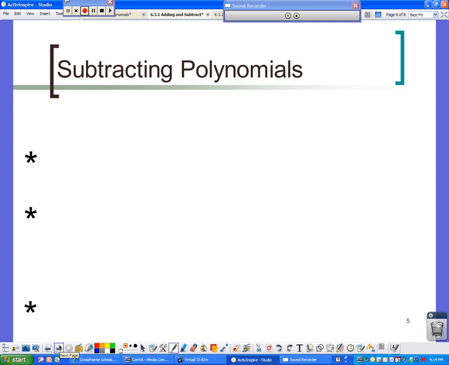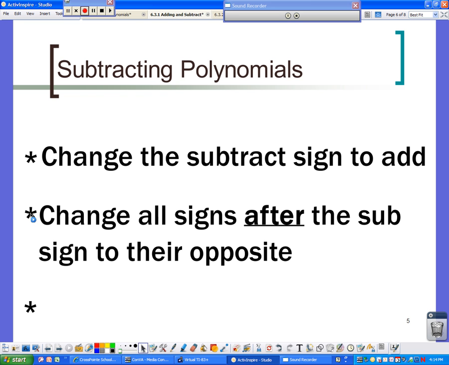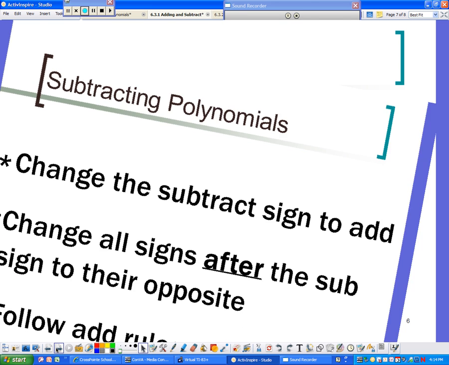Now, when we're subtracting polynomials, you just have one additional step that you need to do. The very first thing we're going to do is change the subtraction sign in between the polynomials to an addition sign. After we do that, we're going to change all of the signs in the polynomial after that sign to their opposite. And the last thing is we're going to do the same thing we just did on the previous one and follow the addition rules. Okay, so let's take a look at an example.